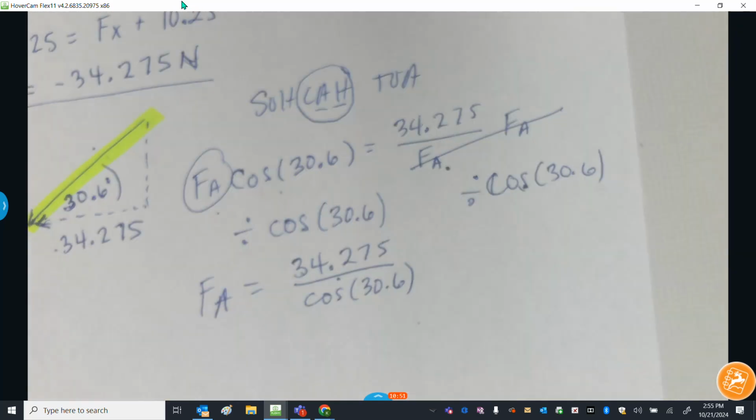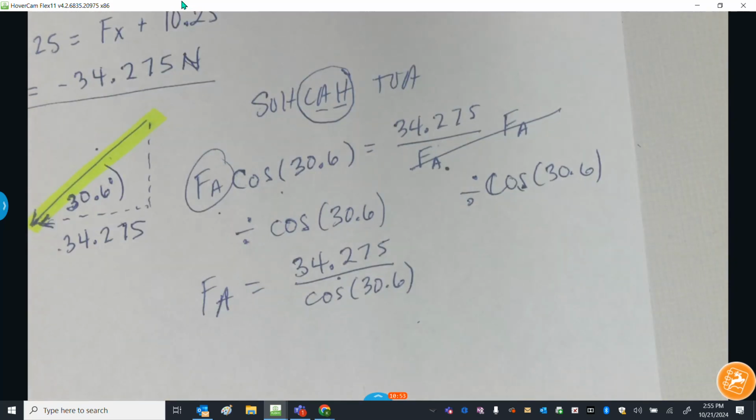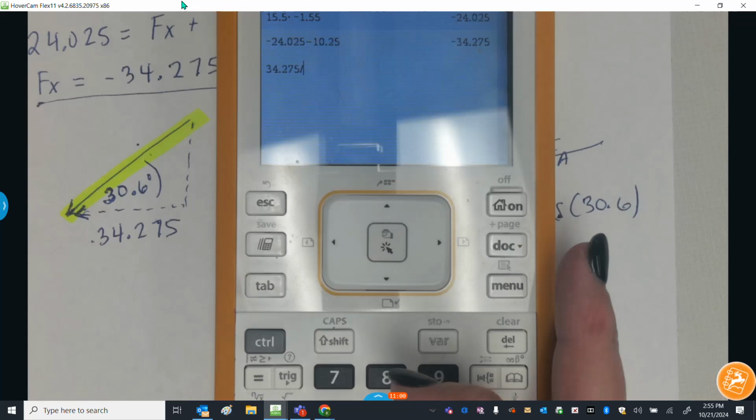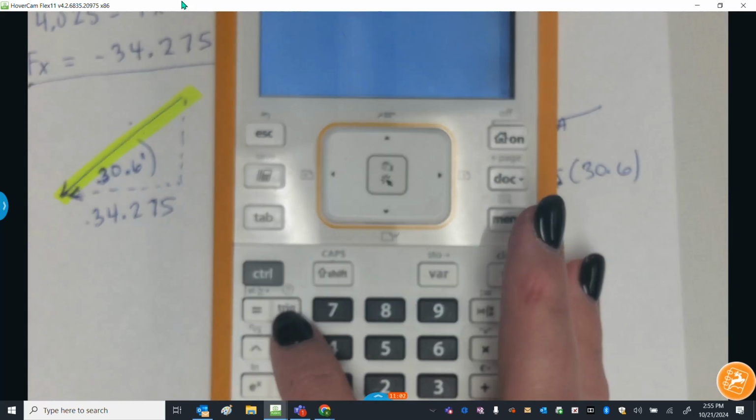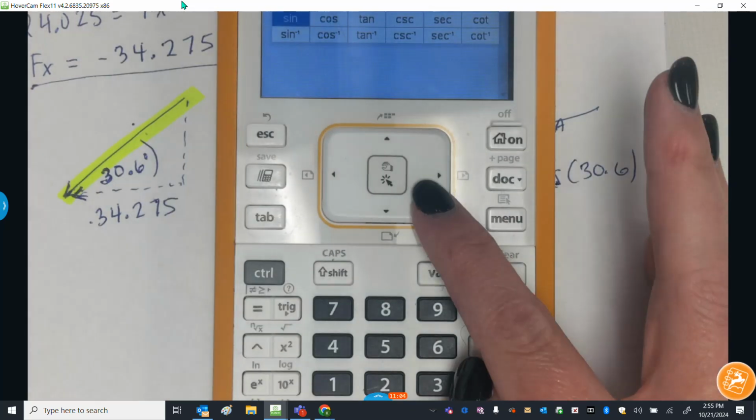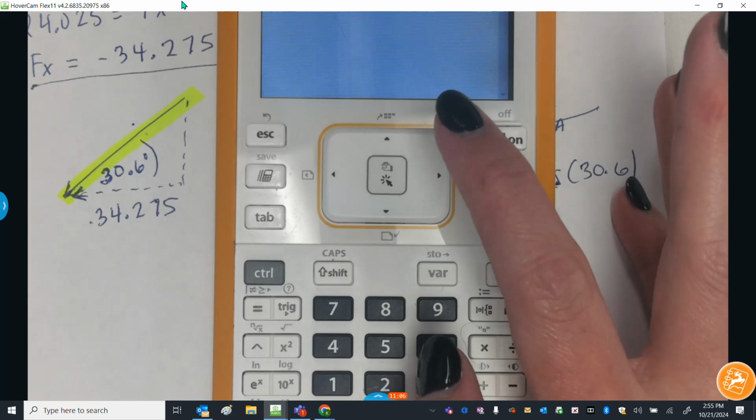So if I want to take my answer, 34.275, and divide it by cosine. Again, if you're using trig on this, there's a button right here next to the 7 that says trig, and then you can arrow over and choose cosine. Go back down.